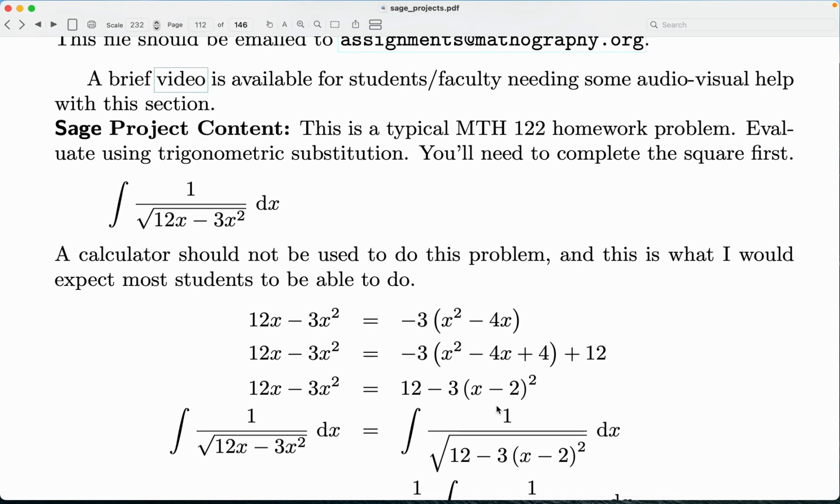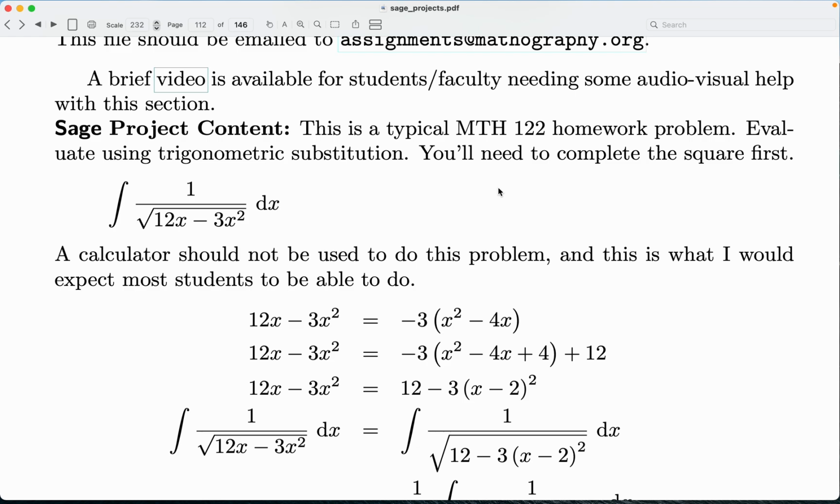And again, the intent here is that you listen to the video, but the bottom line is you have to stop at some point listening and start doing paper and pencil. And over here, it says, a typical Math 122 homework problem. If you're not taking 122, it's not a typical problem you'd have to see for a student to do.